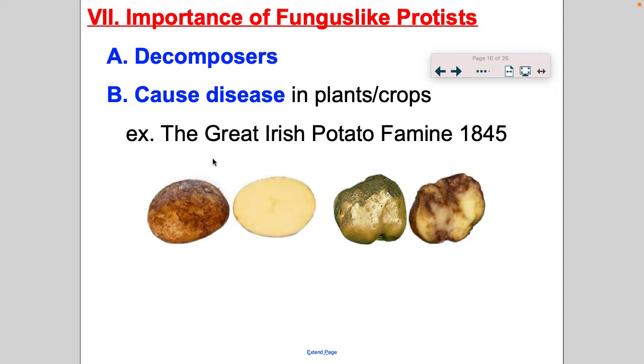In one case where it affected a crop pretty greatly was the Great Irish Potato Famine back in 1845, where it wiped out half of Ireland's potato crop. This is how most people made a living in those days. And so now they don't have their crop, they don't have food, they don't have a way of life. A lot of them immigrated to other parts of the world for a better life.